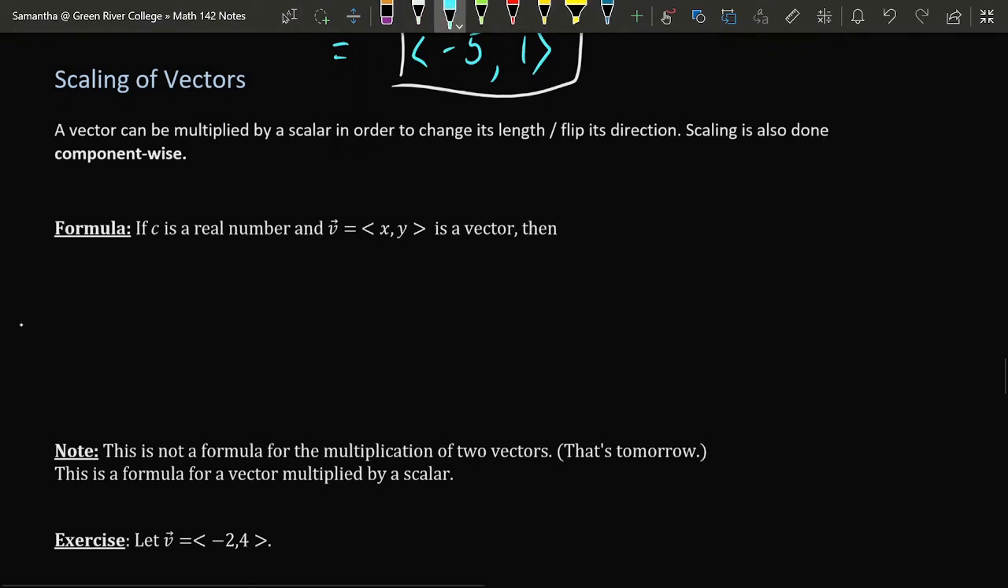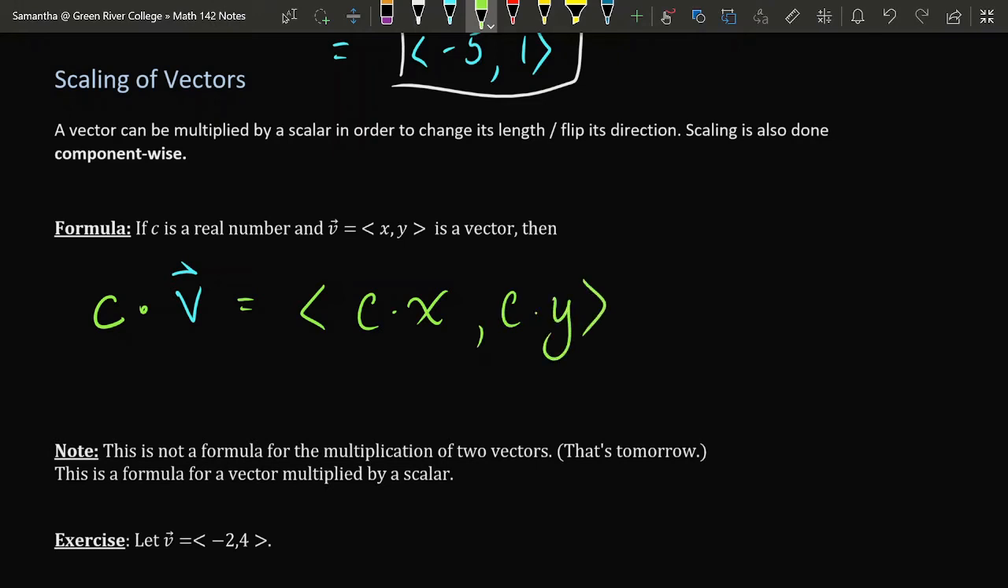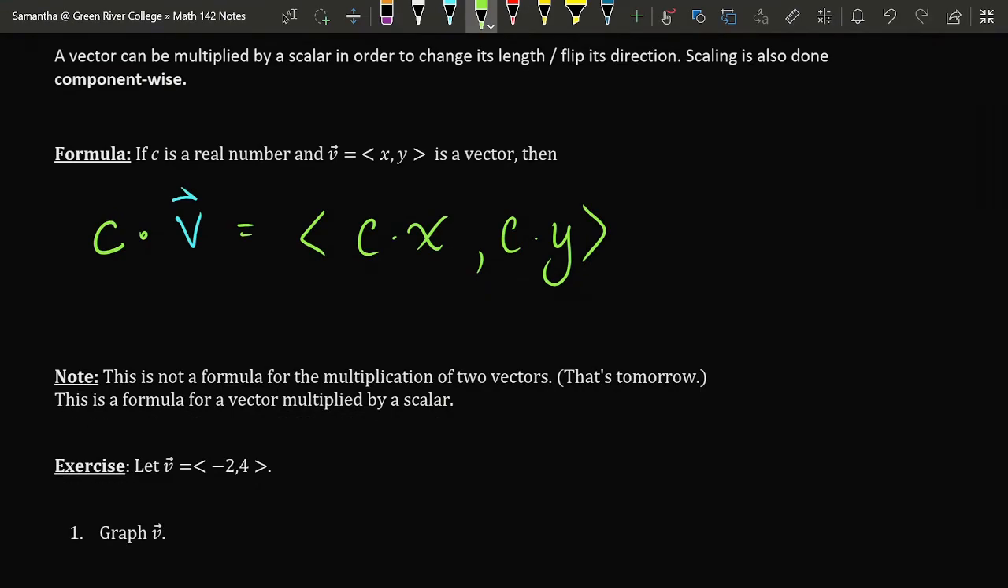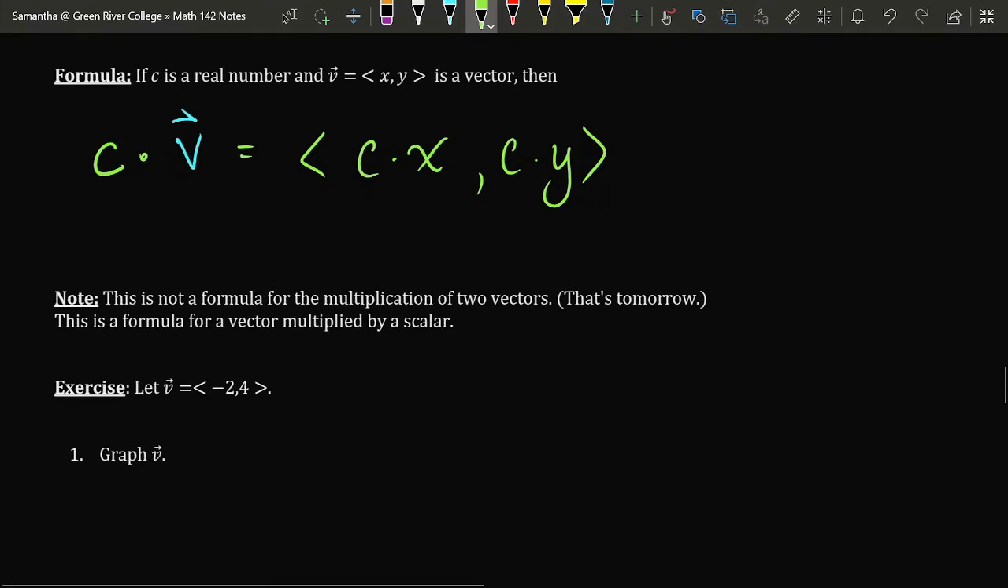Suppose that I wanted to take a vector represented by v with an arrow on top of it and multiply it not by another vector but by a real number. Then all I have to do is multiply the x component by that number and multiply the y component by that number. Once again, I want to emphasize that this is not a technique for multiplying one vector by another vector. That's a little bit more involved than the operations we're doing today. And so we're going to be talking about multiplication of 2 vectors tomorrow.